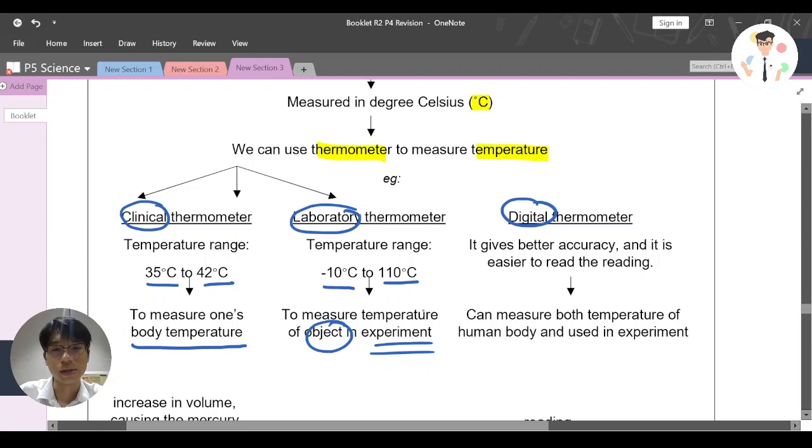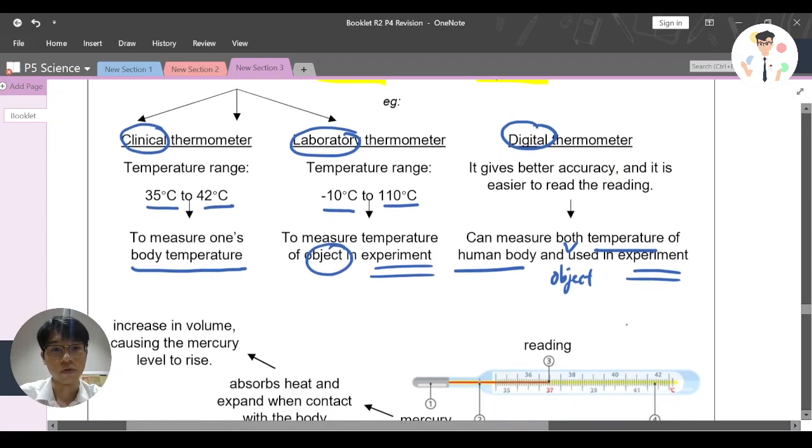The digital thermometer, I think in COVID times we used that a lot. It can measure the temperature of a human and of course an object used in an experiment. Okay, so let's move on.